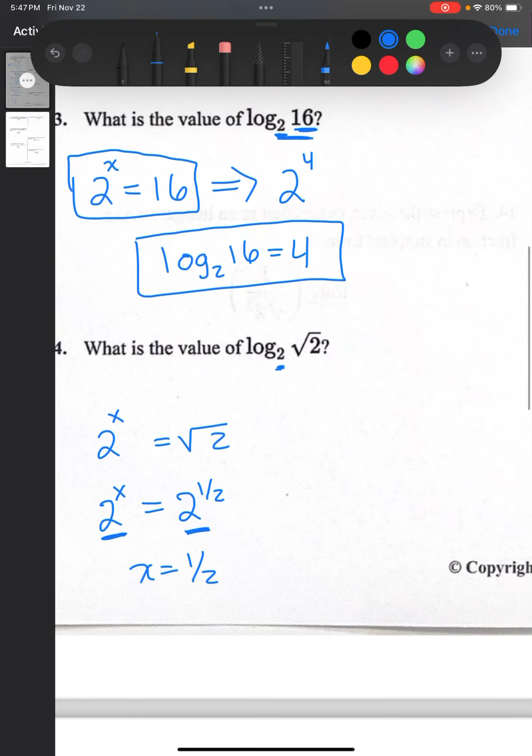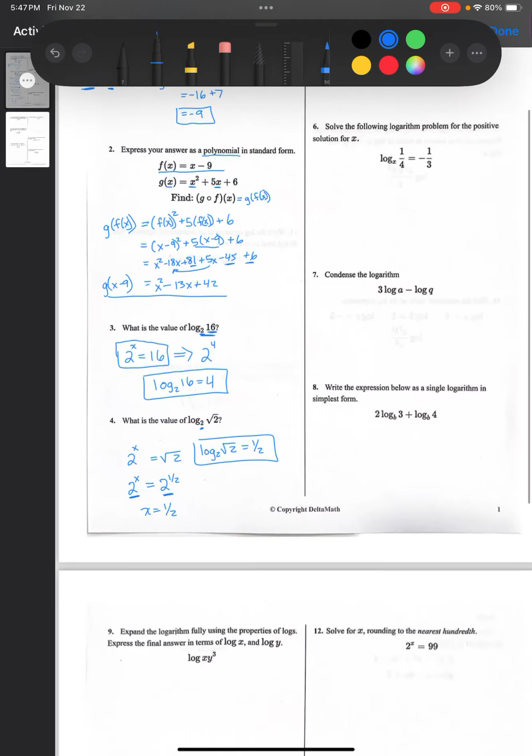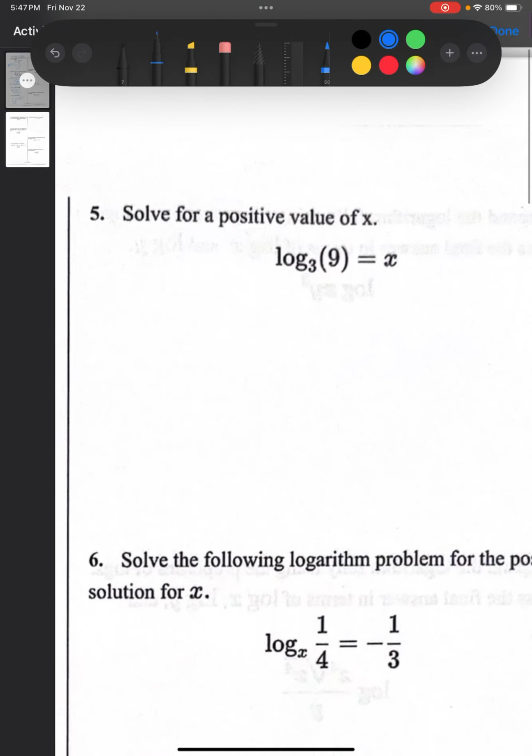Alright, so that is where you get to this, and then you need to answer log base 2 of square root of 2 equals 1/2. That is how you would write your answer. Now on to number 5.